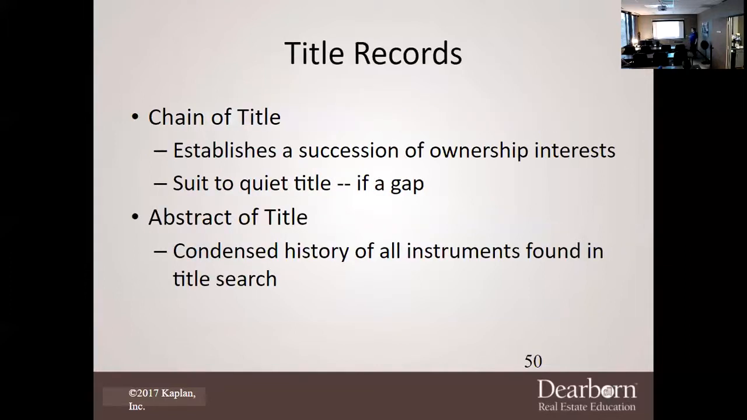The chain of title is going to establish a succession of ownership interest. Again, we talked about the suit to quiet title. If there's a gap, the abstract of title is going to be the condensed history of all instruments found. Basically, what an abstract of title is, they give you this form and it tells you all the way back to the very beginning who owns your property and everything about that property. It's kind of like your credit report, but in regards to your property. Okay, it tells you everything.